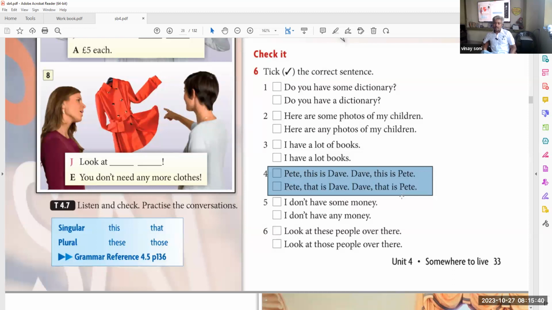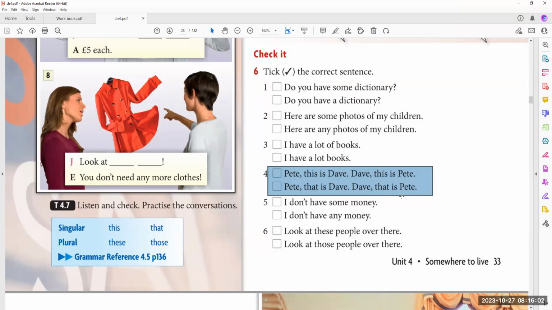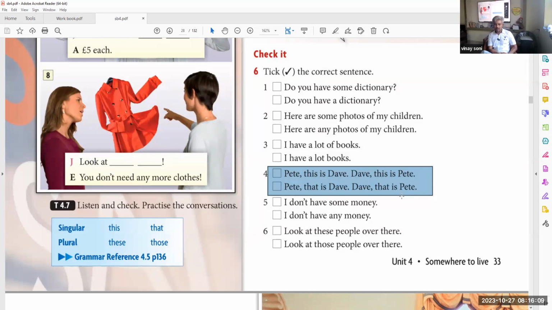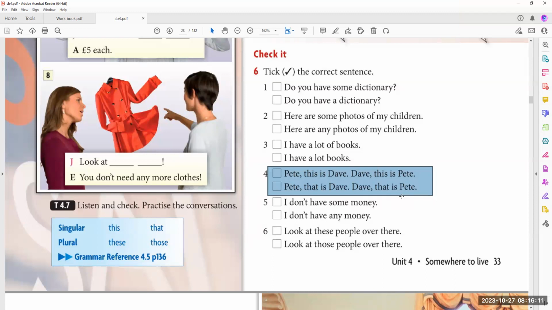6. Look at these people over there. Look at those people over there. The upper one or the lower one, which is correct? The lower one. Those people over there. The upper one or the lower one? The answer is the lower one.